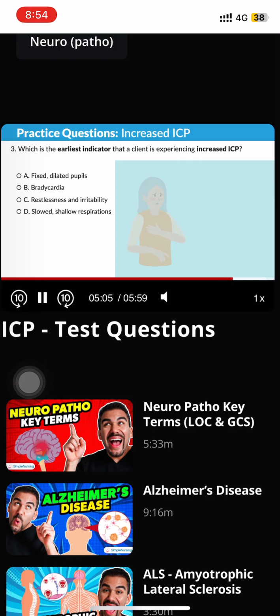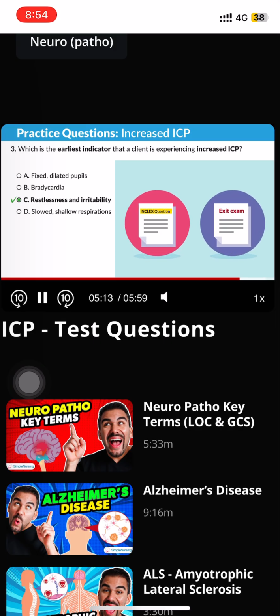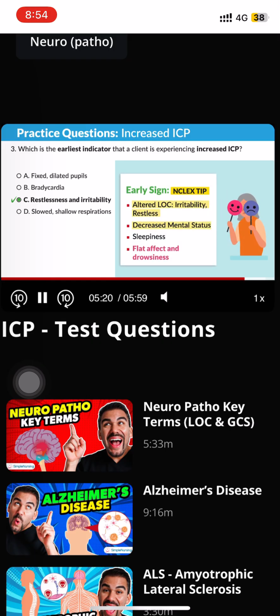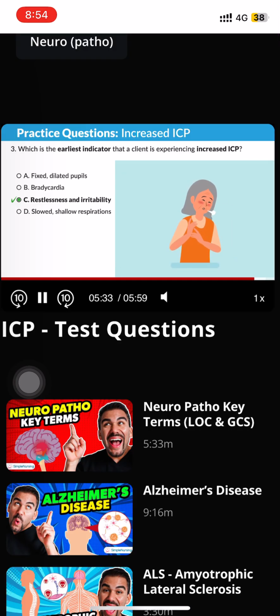Now, option C, restlessness and irritability. Yes, I know the key terms are very tricky here, so be sure to know them. These key terms come up time and time again on the NCLEX, your exit exams, and even your nursing exams to describe changes in mental status. So please be sure to know, restlessness and irritability all associate with altered level of consciousness as an early sign of increased ICP.